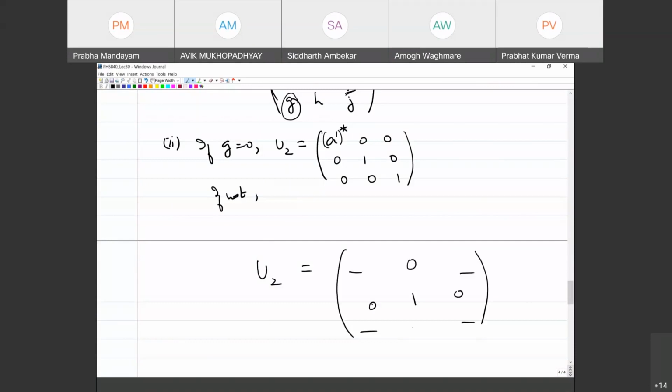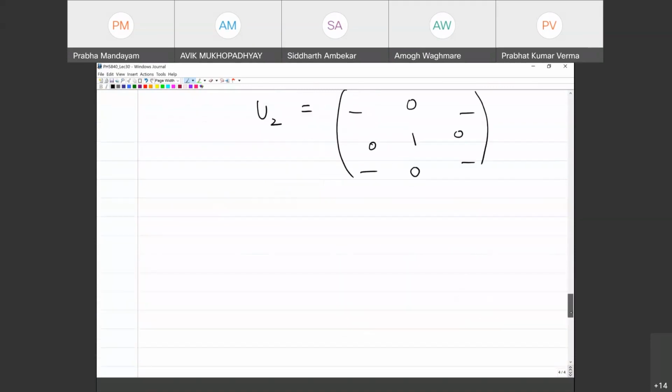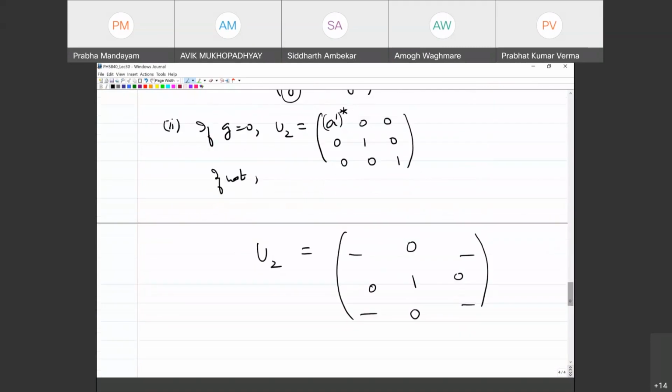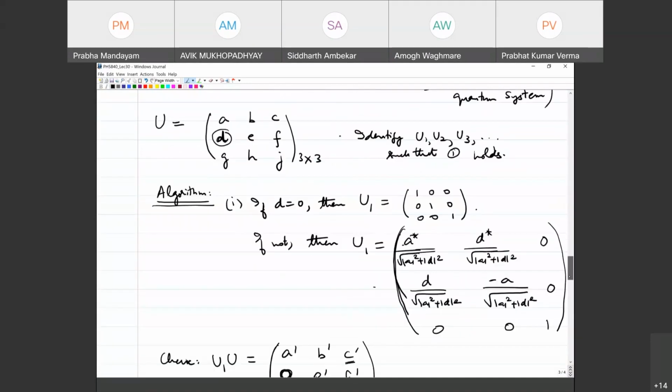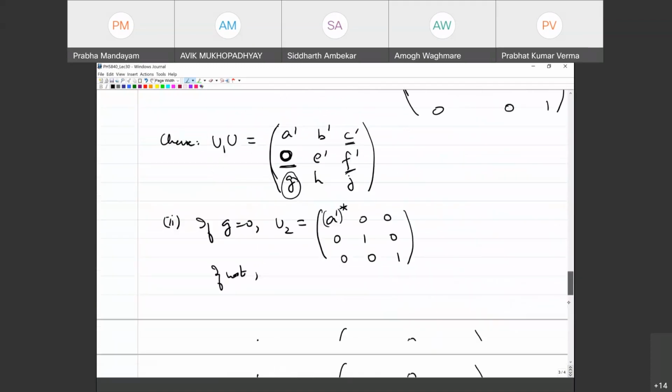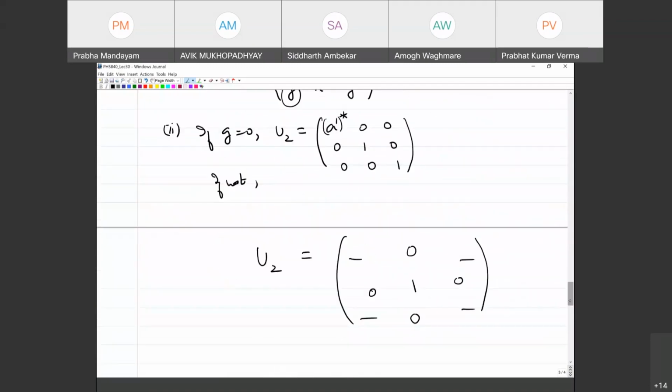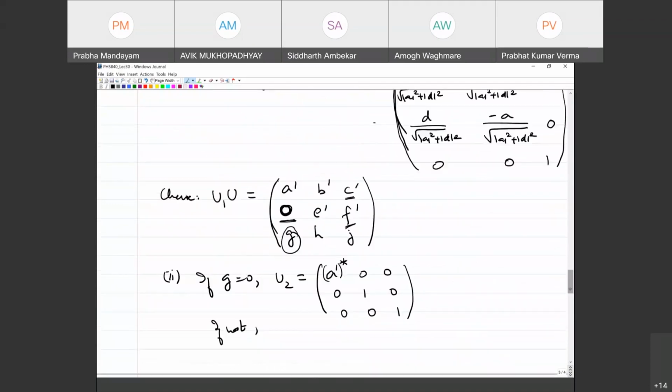Okay. And what will those 4 entries be? They will again be of the form A star by square root, now it will be mod A squared plus mod G squared, and it will not be A, it will be A prime, because the matrix has now changed to this form, right? It has changed to this form. So it will now involve A prime instead of A. So let me write this out.